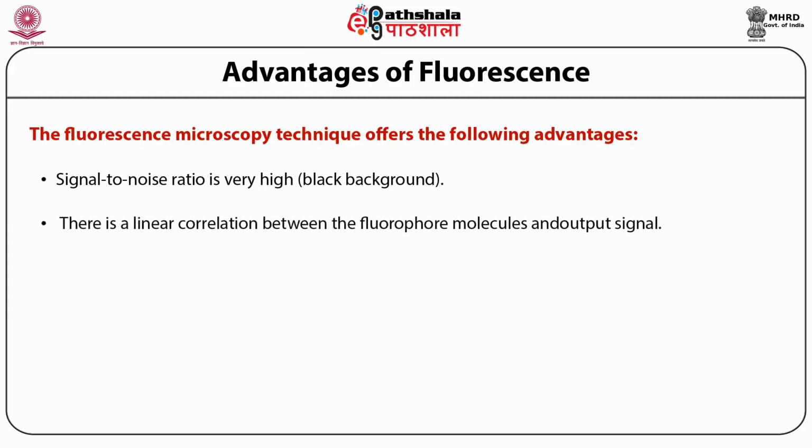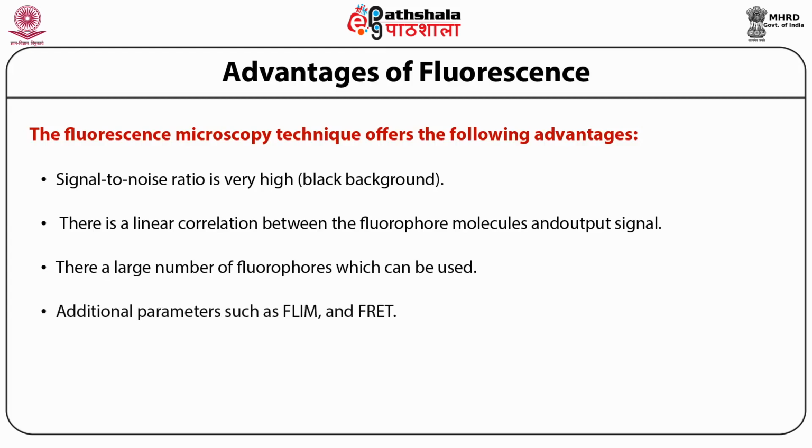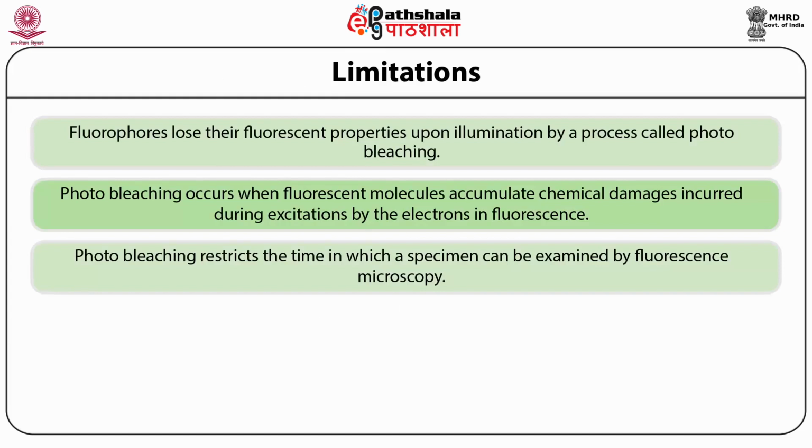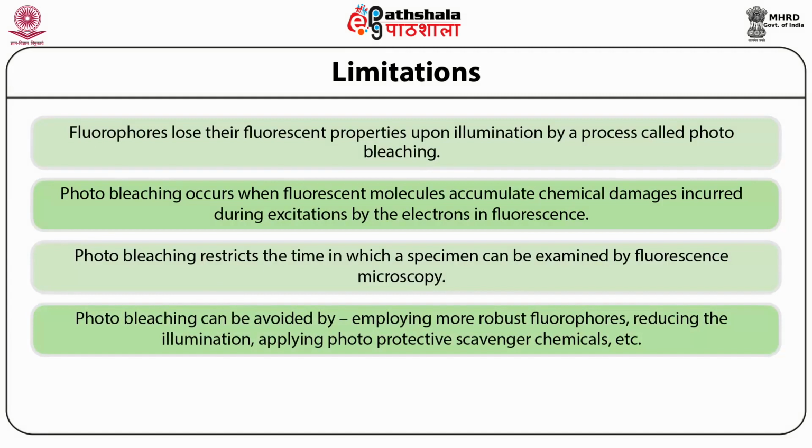Then there is a linear correlation between the fluorophore molecules and output signal. Then there are a large number of fluorophores which can be used. Additional parameters such as FLIM and FRET are present. Specimens can be examined by fluorescence microscopy. Photobleaching can be avoided by employing more robust fluorophores, reducing the illumination, or applying photoprotective scavenger chemicals, etc.